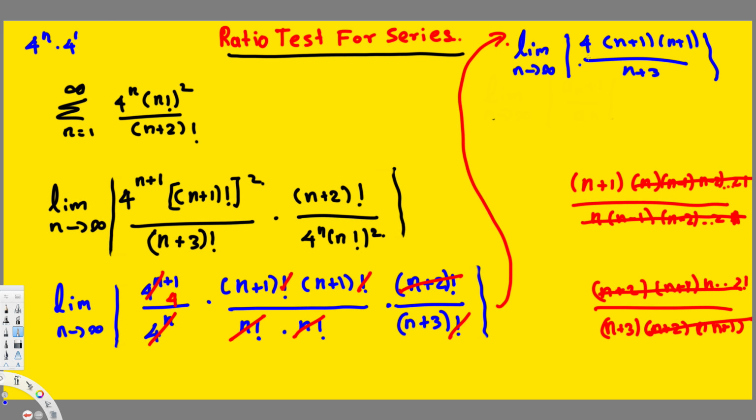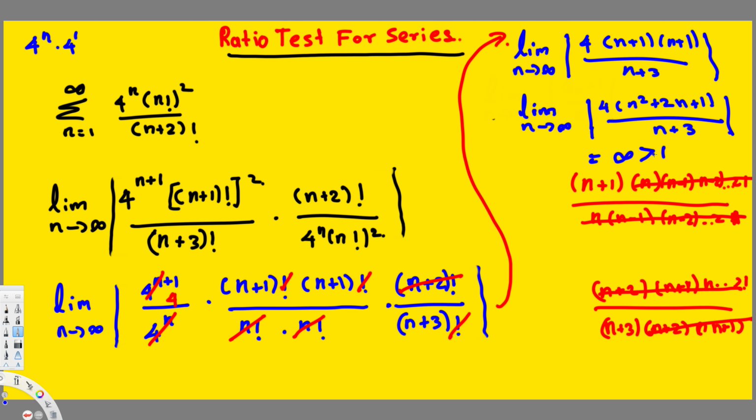But if you are not sure, you can expand this one. Limit as n approaches infinity, and if you expand this, that's going to be 4 times n squared plus 2n plus 1, right? In the denominator we have n plus 3, and the power in the numerator is higher, n squared, while in the denominator we have n to the power 1. So whenever the power in the numerator is higher than in the denominator, that means the limit is infinity. So this is infinity, and infinity is definitely greater than 1, therefore this diverges.